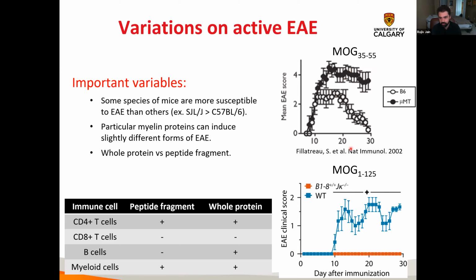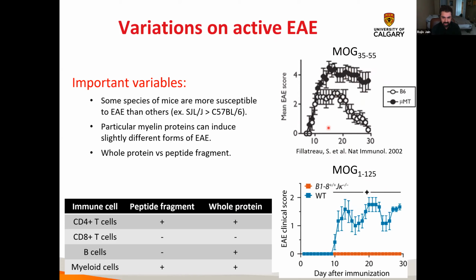But if you use another model, such as immunizing with whole MOG protein, you see a very different sort of phenomenon. In particular, you find that immunizing with whole MOG protein, you absolutely require B cells to be there. Otherwise, the mice do not develop disease.